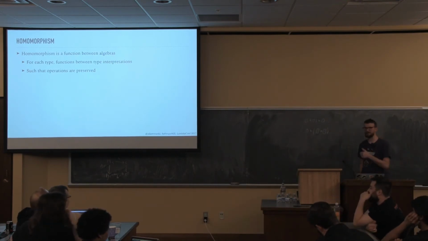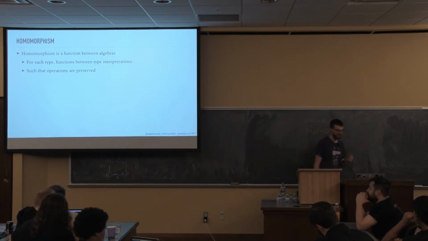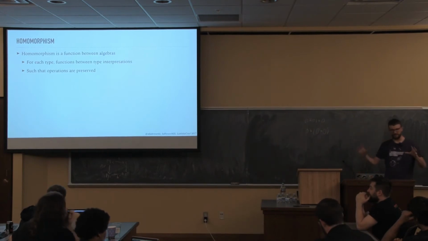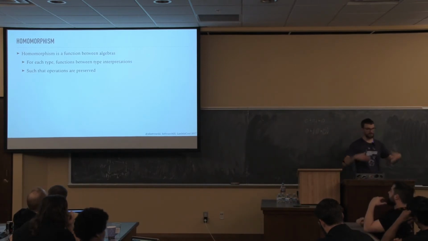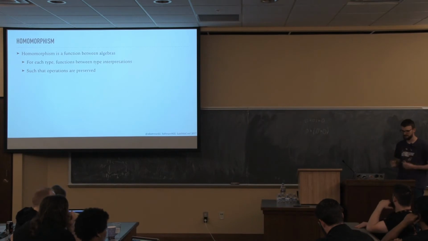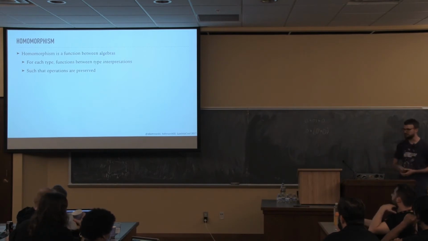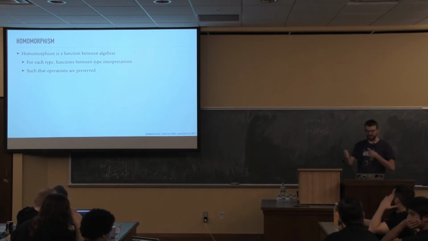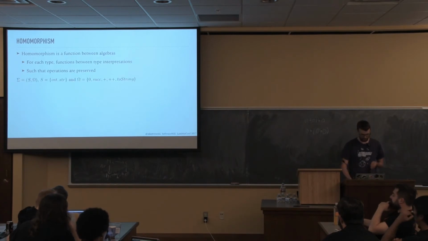Okay, so now a homomorphism. A homomorphism is a function between algebras, okay? So now let's say we have a fixed signature, fixed syntax, and in our world we only consider all algebras for that, which are an interpretation for that signature. In this world of algebras, we can define functions between algebras, between these interpretations. But these are not arbitrary functions. These functions have to be such that the operations are preserved, okay?